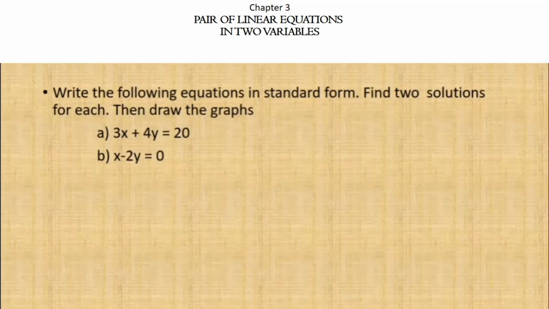I got a fraction, so you try some other values. We can choose any x value and we will get the corresponding y value. The better way is to choose x equal to 0, so you will get a y value, and also choose y equal to 0, and that time you will get the x value. So that's the best idea to find two solutions.